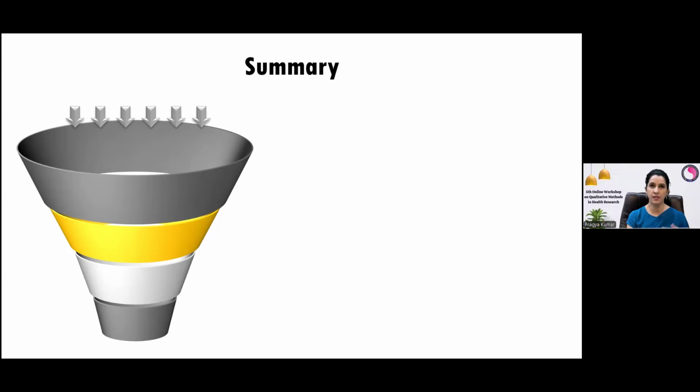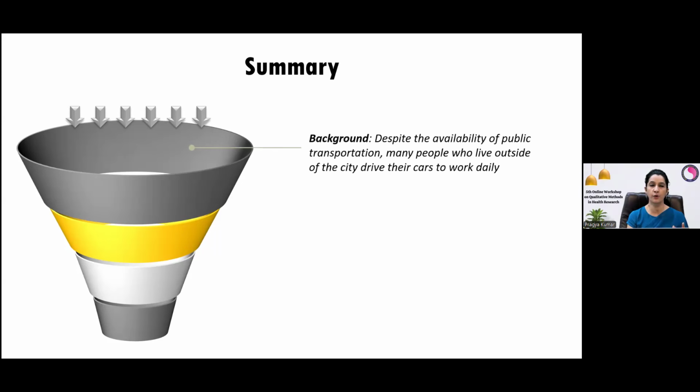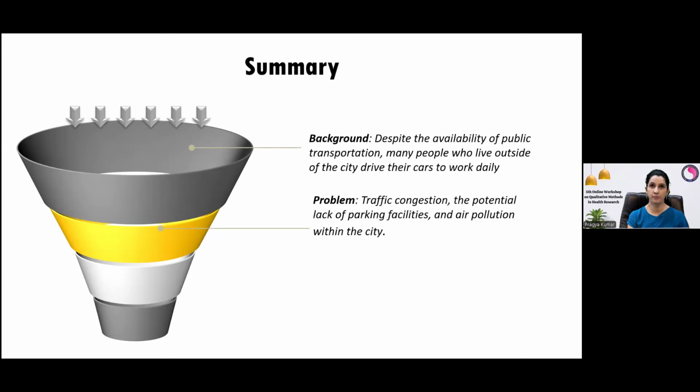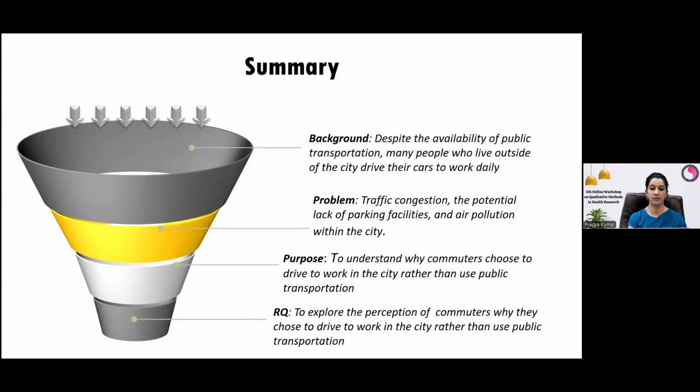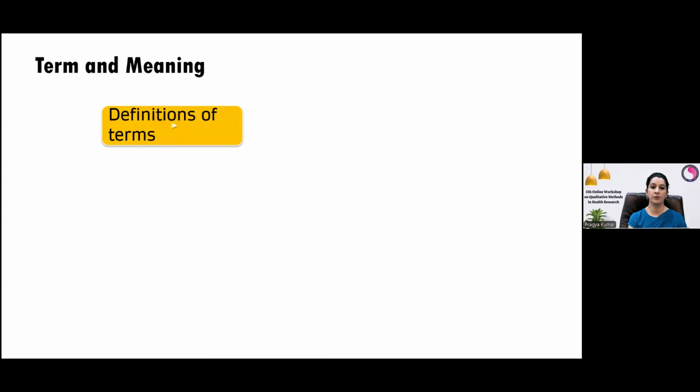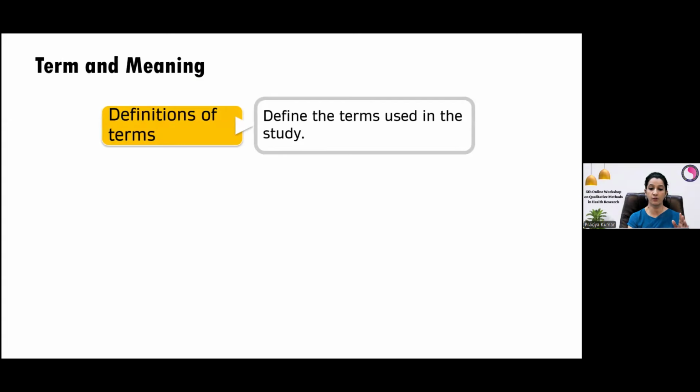So as a summarization of this overall protocol, how to draft a protocol: you have to write the background, then the problem. These three constitute the problem statement: the background, the problem, and the significance. Then you write the purpose statement. Then you write the research question. And then you have to write the terms and meaning. So this was regarding the first three components we have learned: the problem statement, the purpose statement, and the research question. The research question is again subdivided into a central question and sub questions.